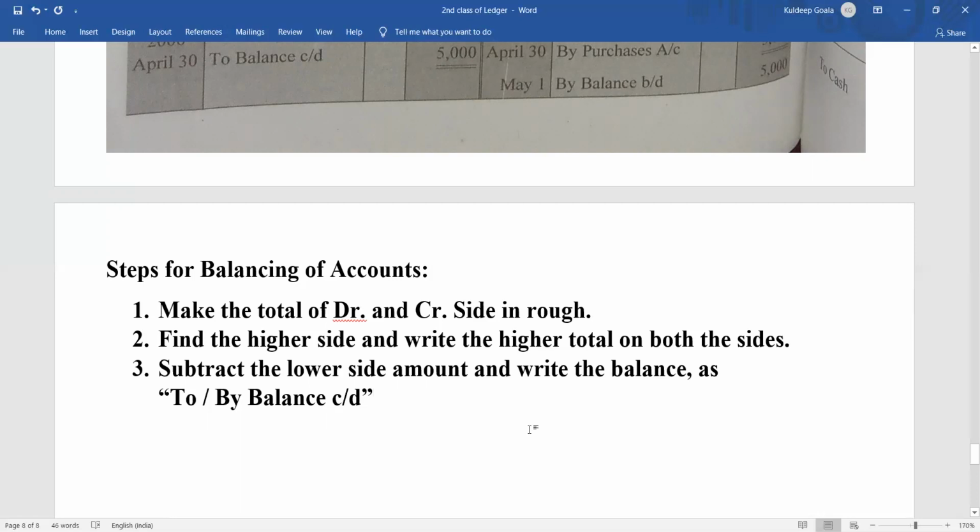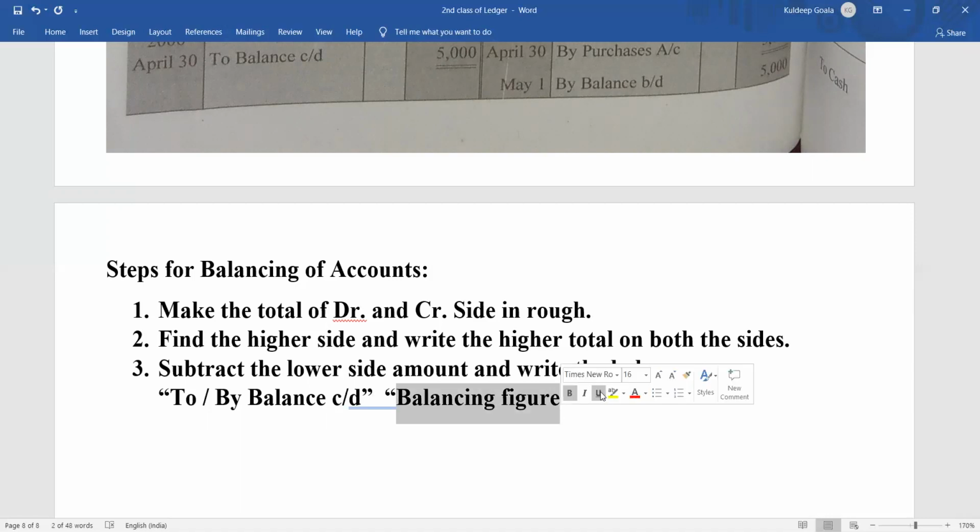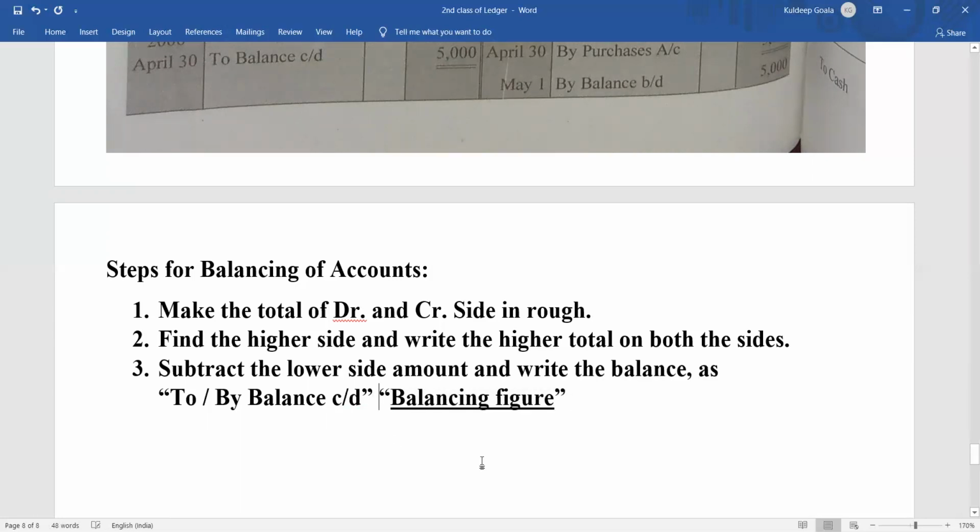Okay. What will be the amount? The amount will be nothing but the balancing amount, the balancing figure. This is the amount. This will be nothing but the balancing figure. Clear? So this is how you are going to do the balancing.